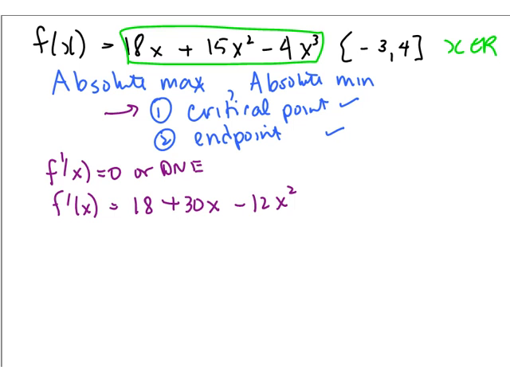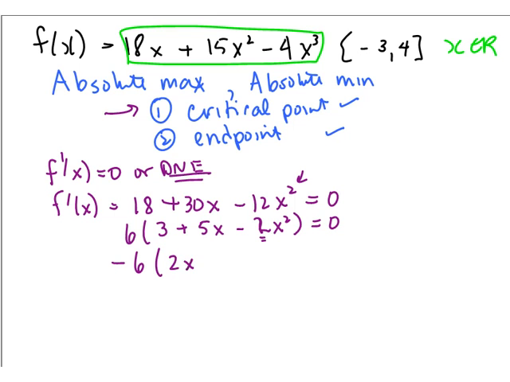So now I've taken the derivative and I want to figure out where the derivative does not exist. Well, it exists everywhere. This is a parabola, so there's no restriction on the domain. What about where it's equal to 0? In order to figure that out algebraically, I'm going to factor. If I factor, I end up with 3 plus 5x minus 2x squared. And some of you would prefer to have a leading coefficient that's not negative, so I'm going to factor out a negative 6 and then put the x squared first.